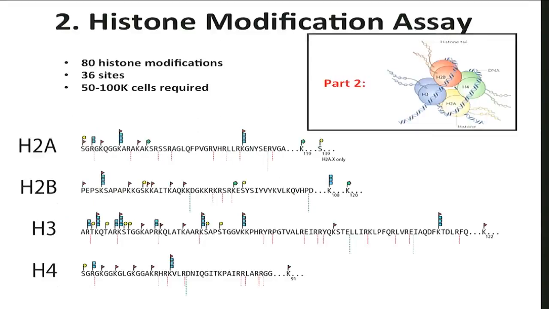Part 2 is the histones. Now, epigenetics has all sorts of different meanings to different people, but the bottom line technology is we can monitor over 36 sites of histone modification, which is mono-, di-, trimethyl, and lots of acetyls.